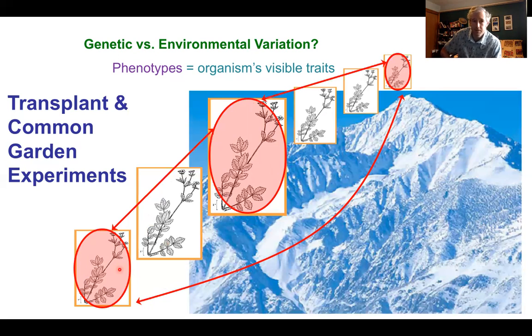Common garden experiments are basically where you take seeds from individuals from every single location. You transplant those seeds to the exact same environment, so like down in a valley somewhere, you grow those plants and you see what they look like. And using these transplant and common garden experiments, we can understand whether these changes in size that we're seeing are due to changes in the plant's genetics, or if they're due to changes in the environment.